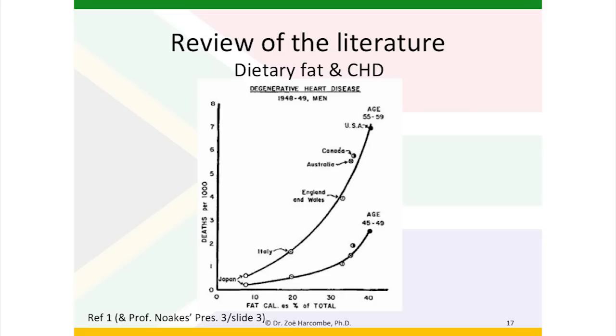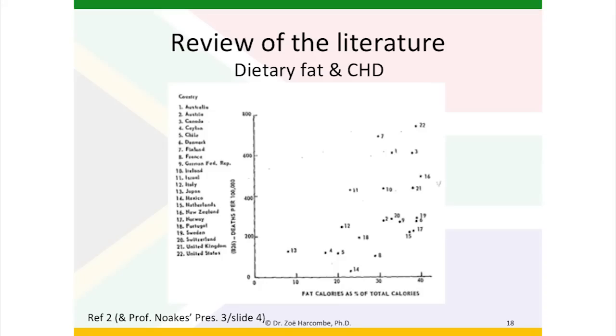But as was pointed out by Professor Noakes also in his presentation, and by Yerushalmi and Hilibo, there were far more country data available. 22 countries, in fact, had data available, and yet Keyes chose data from just 6 countries to make his point about the relationship between dietary fat and coronary heart disease. And that's not scientific, that's what we would call scientific mischief.